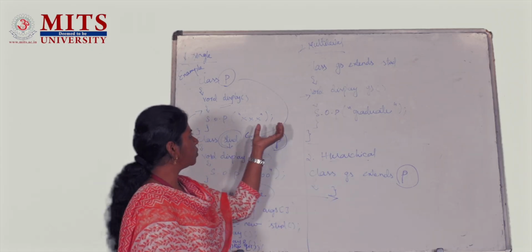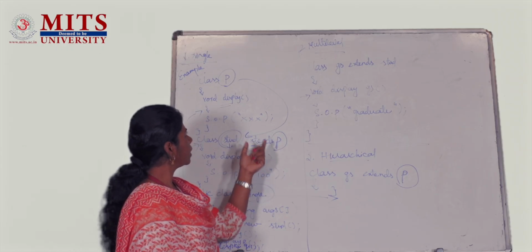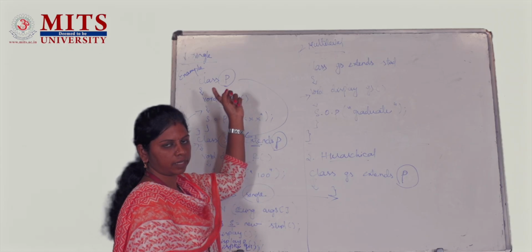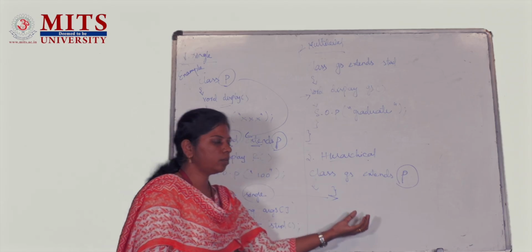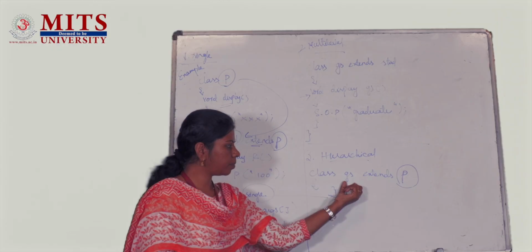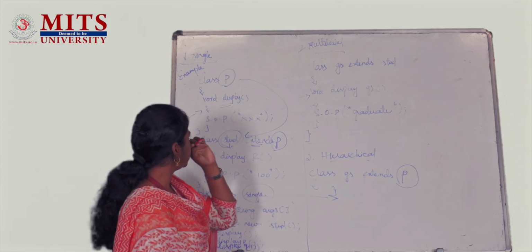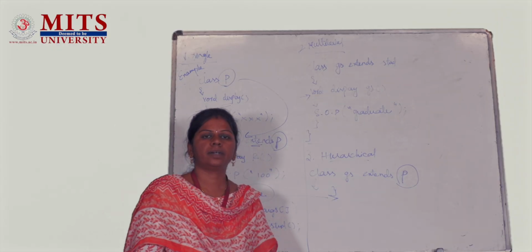Got it? The process of deriving properties from only one base class, so here we should have more than one subclass. One subclass is called student and one more subclass is called graduate student. This is about the examples of our inheritance concept.